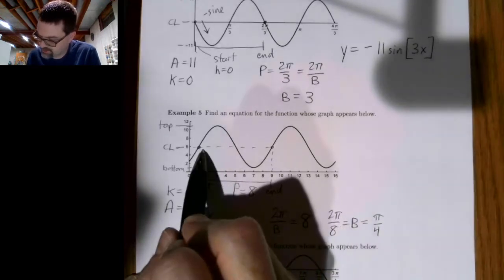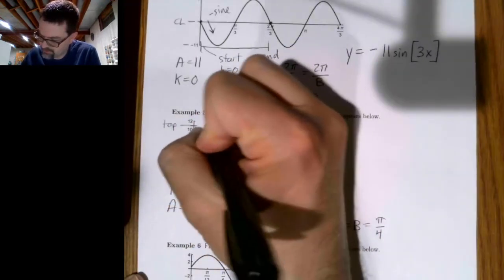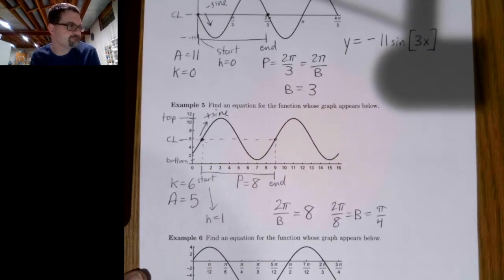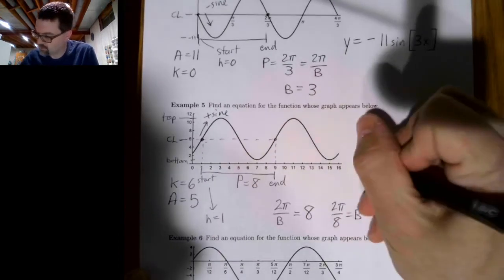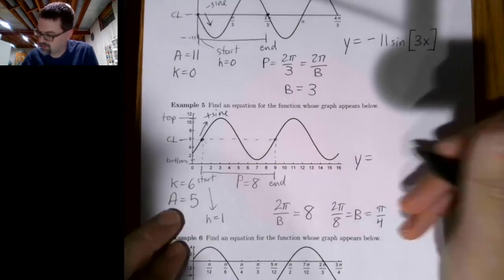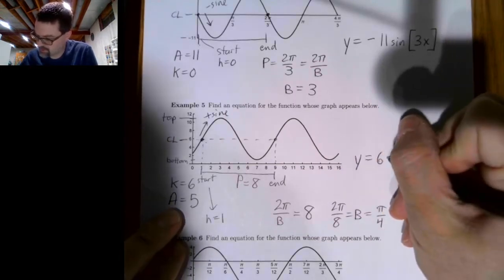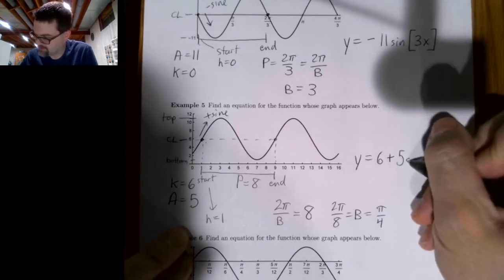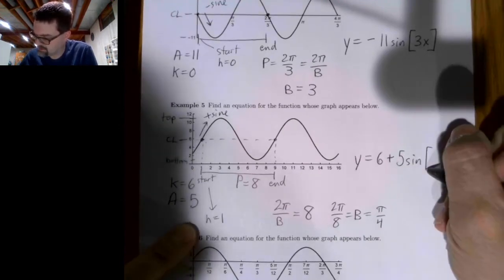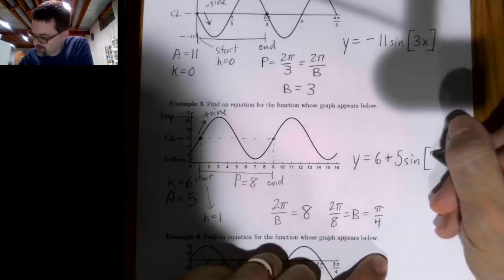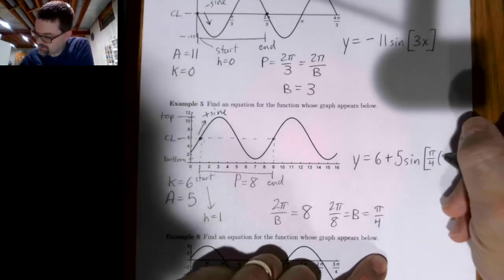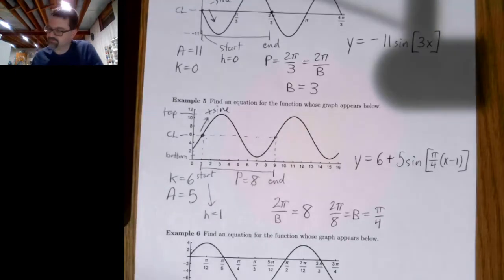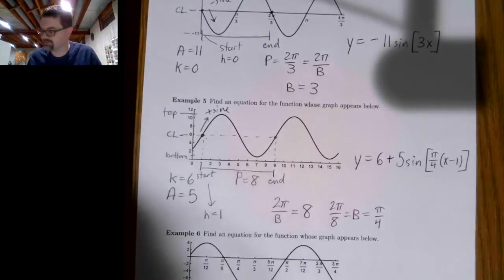And, well, we started in the middle and went up. And that is a positive sine function. So, y equals k, plus, since it's a positive sine function, 5 sine. B is pi over 4, and h is 1. There it is. That's what that guy is.